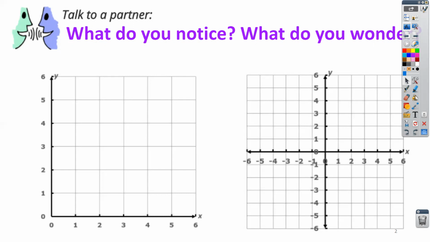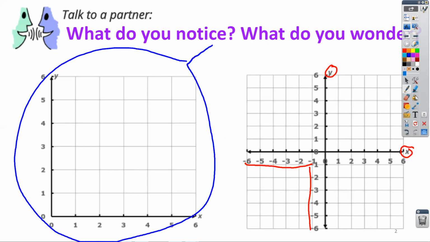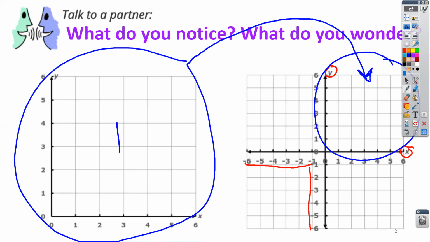So some of the things that I noticed is it still had an x and a y axis. The one on the right now had negative numbers. But also something else I noticed, the graph on the left is literally this section right here. So now instead of having one section of the graph, I have 1, 2, 3, 4 sections of the graph. So last year, the graph that you saw was just a piece of the coordinate plane, where this year we're going to talk about the whole thing.